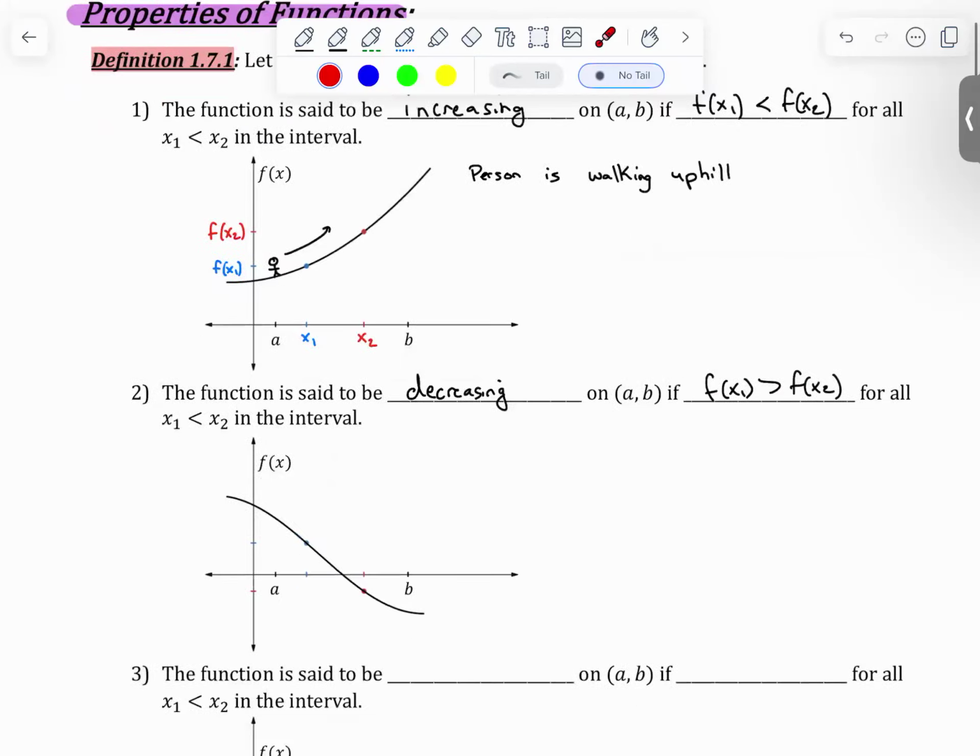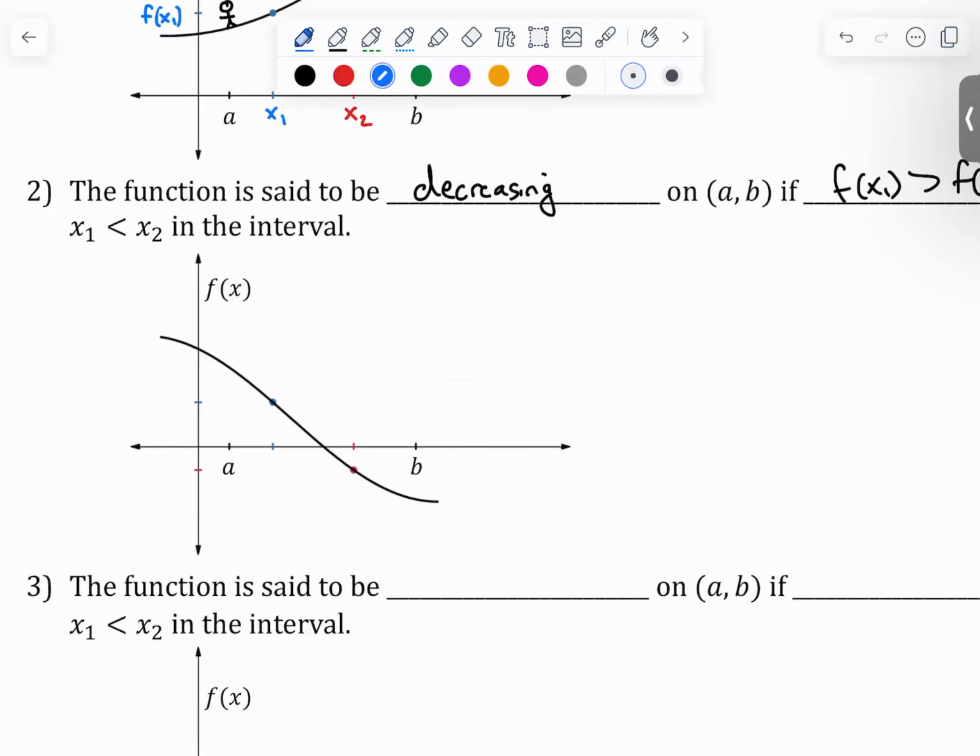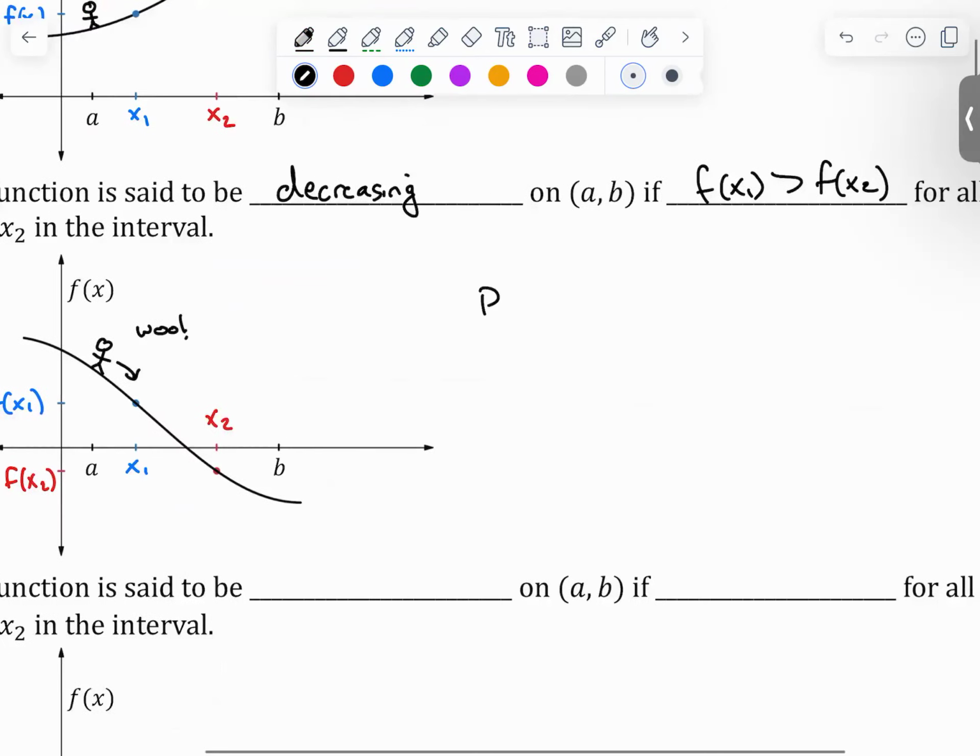So in this example, once again, we've got x sub 1. So this is f of x sub 1. And then x sub 2 right here, and this is f of x sub 2. And you see that f of x sub 1 is larger than f of x sub 2. And so that's the pictorial representation. And then intuitively, you can think of it as a person going down. So person going downhill.